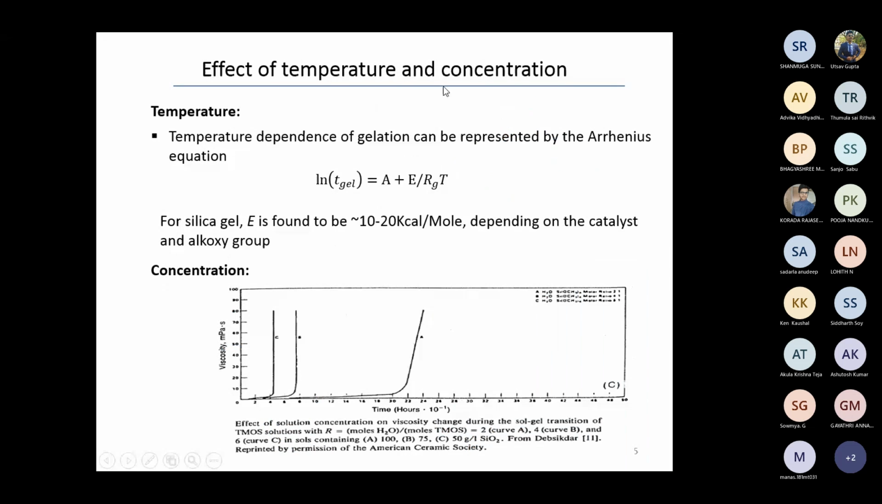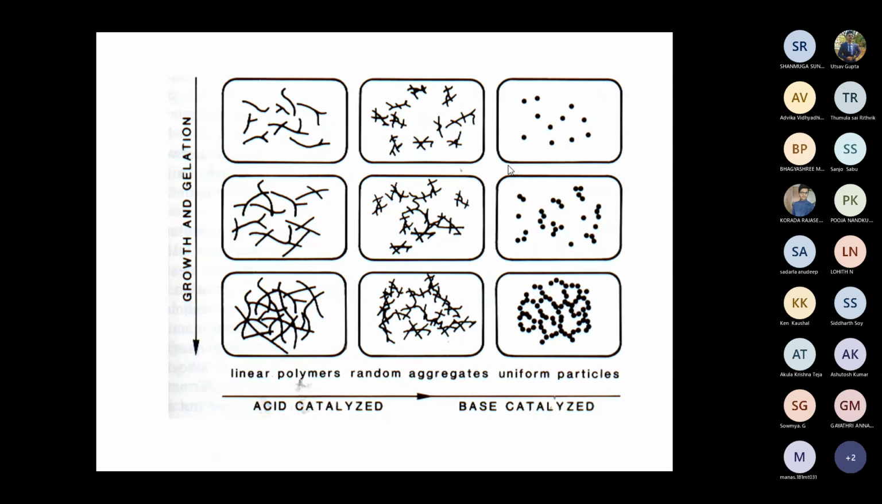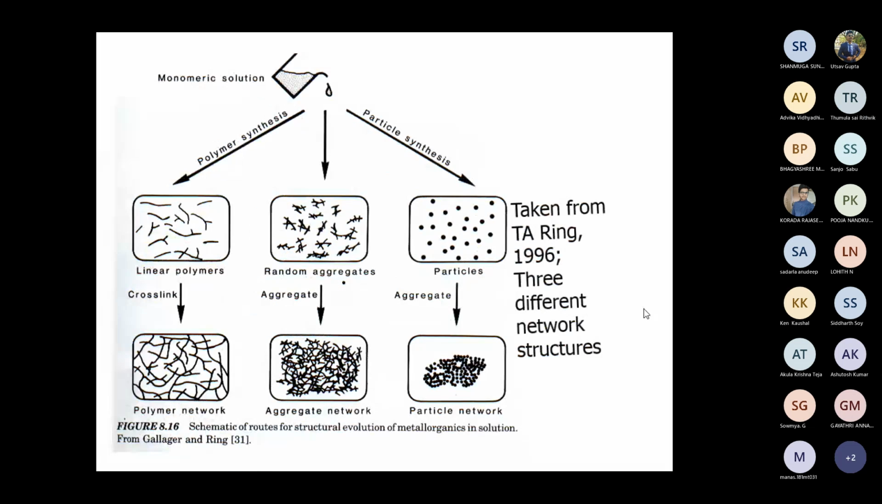Then the temperature. You can see in this graph how gel formation depends on the temperature, and this is the plot of how the viscosity changes with temperature. I already discussed this: acid catalyzed and base catalyzed. This is how the pH dependency works, so with pH the morphology will change. This is the same thing.